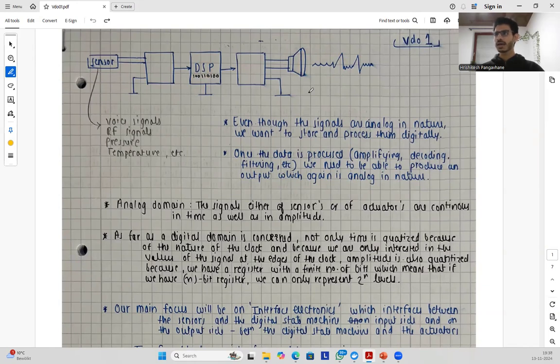They are continuous in time as well as continuous in amplitude. So what do I mean by continuous in time and continuous in amplitude? Let's say we will always talk about amplitude, and we will always talk about time, right? So this is our amplitude and this is our time axis. Whenever we talk about analog signals, we have signals which are continuous in time and continuous in amplitude. So what do we mean by that?